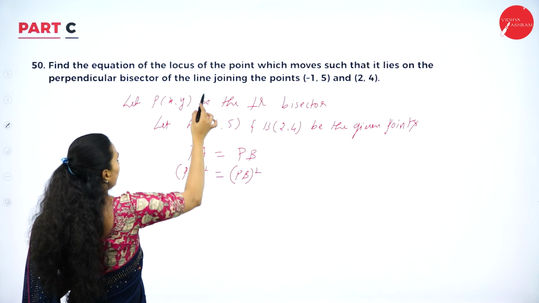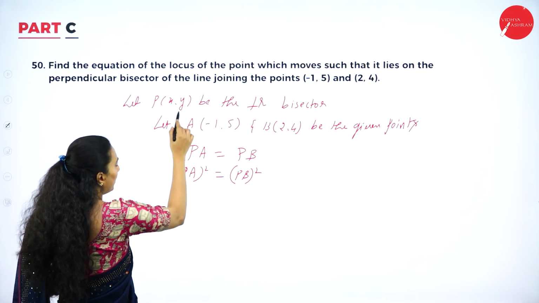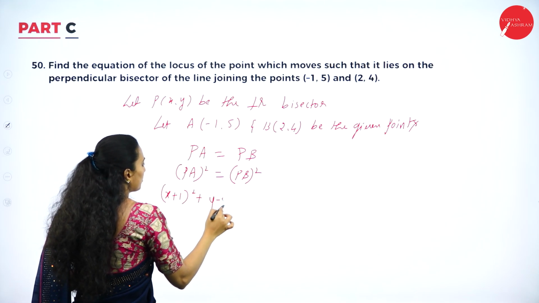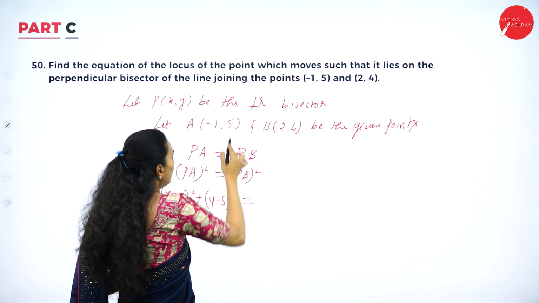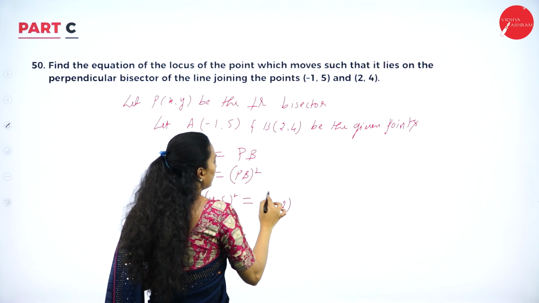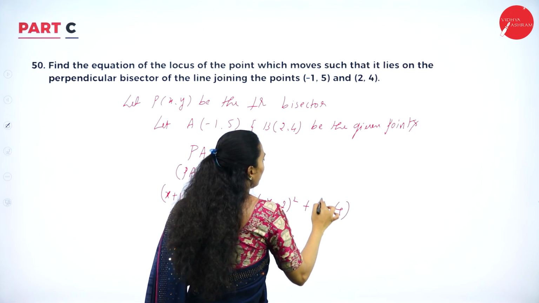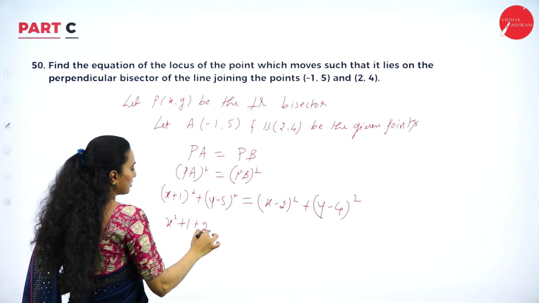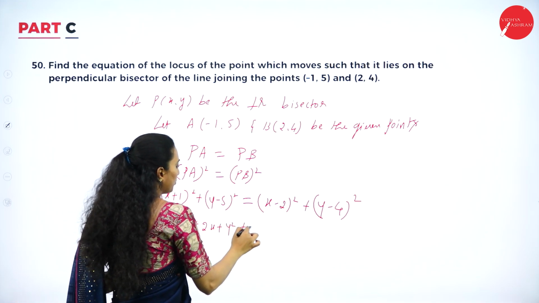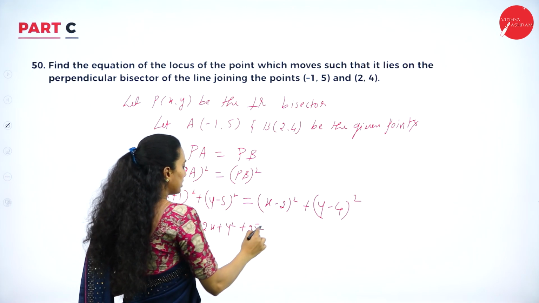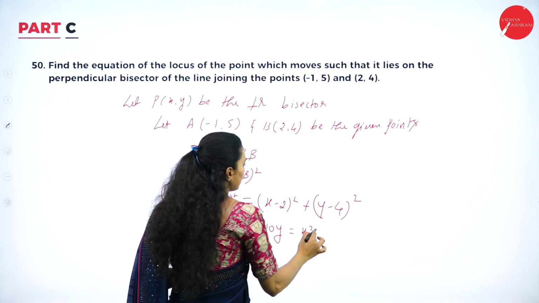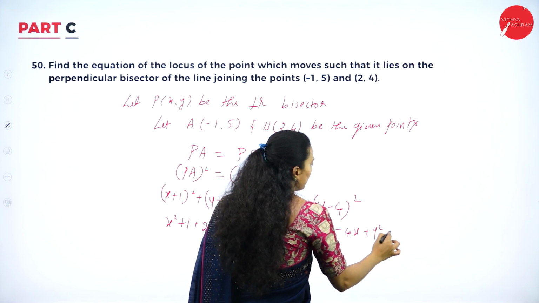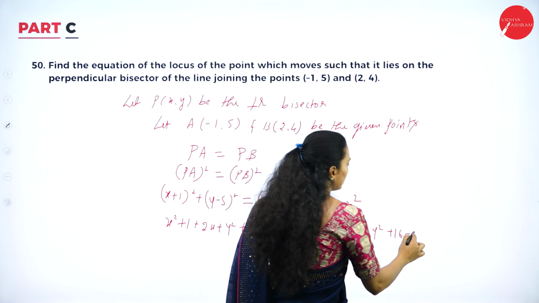So therefore, directly you can write x minus (minus 1), which is x plus 1, whole squared, plus y minus 5 whole squared, equal to x minus 2 whole squared plus y minus 4 whole squared. Now expand this: x squared plus 1 squared is 1, plus 2x, plus y squared plus 5 squared is 25, minus 10y, is equal to x squared plus 4 minus 4x plus y squared plus 16 minus 8y.